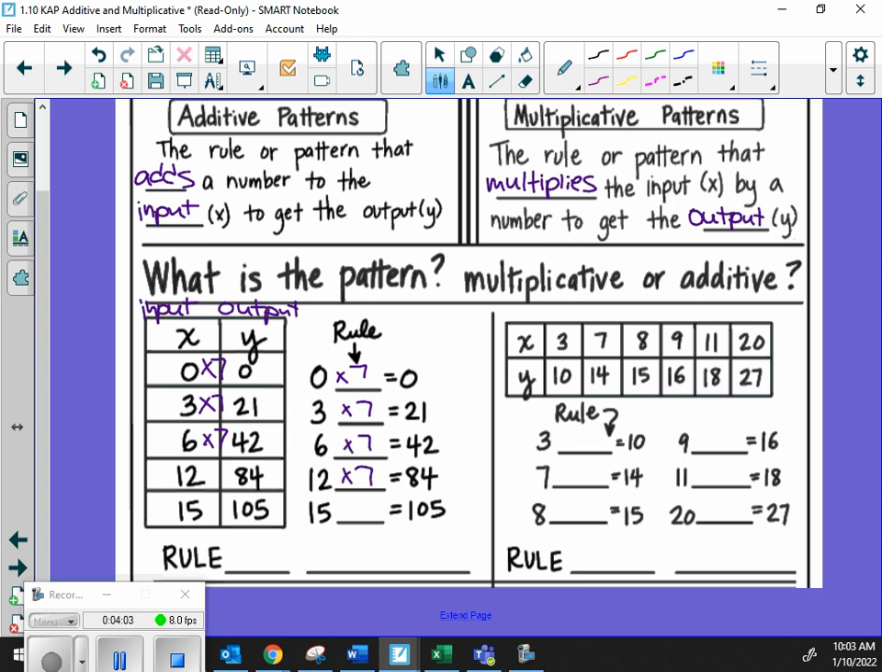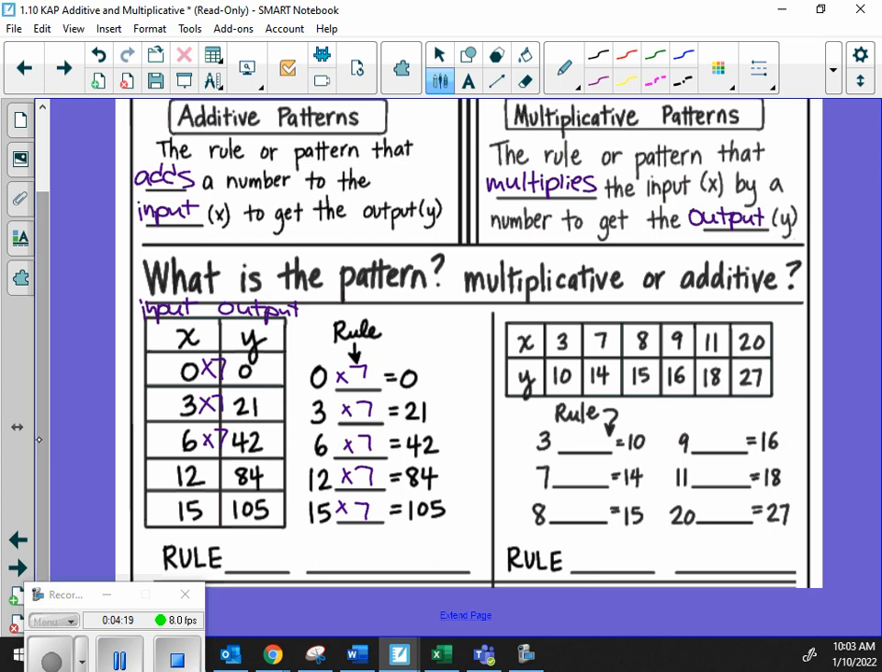Again, it's always good to check because our favorite thing to do is have the first one match one pattern and then the second one, you might think, oh, it's going to be multiplication, but then it's really adding. You have to check it with the rest of them.